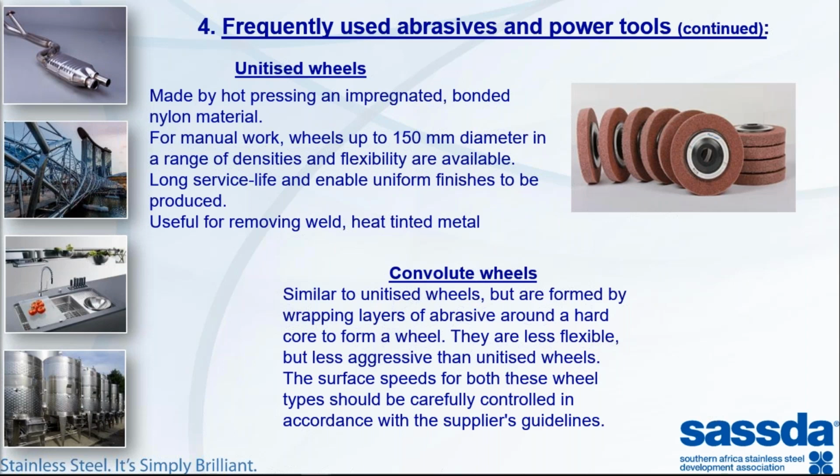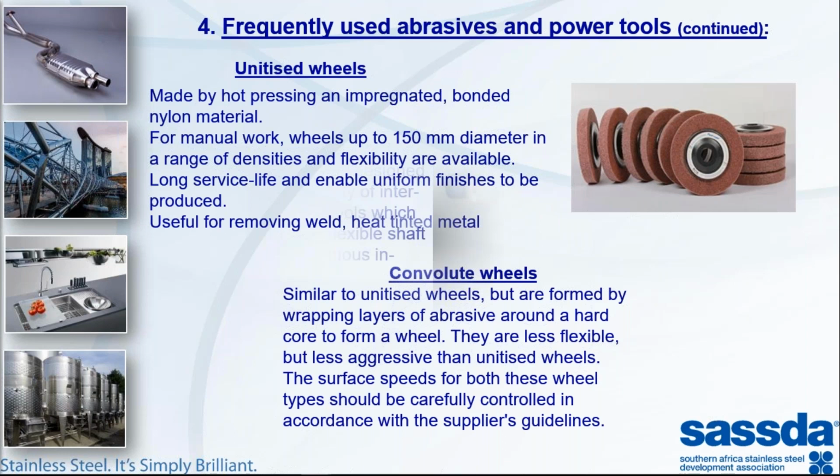And it's especially popular where you've got long welds where you just quickly want to strip clean your welds and the heat-tinted metal. Convolute wheels, very similar to this, but it's just formed by wrapping layers of abrasive around a hard core to make up a wheel. These things are less flexible, but also less aggressive. But for both of them, because they've got a small contact surface, please be careful with your speeds and pressures that you apply.